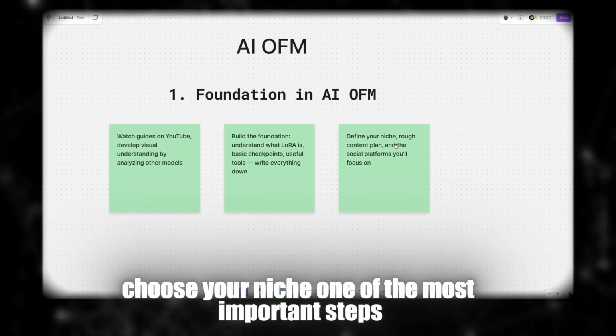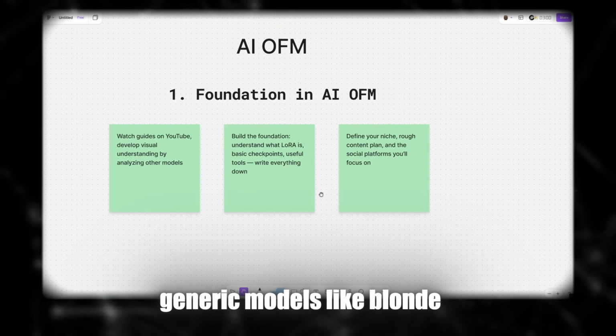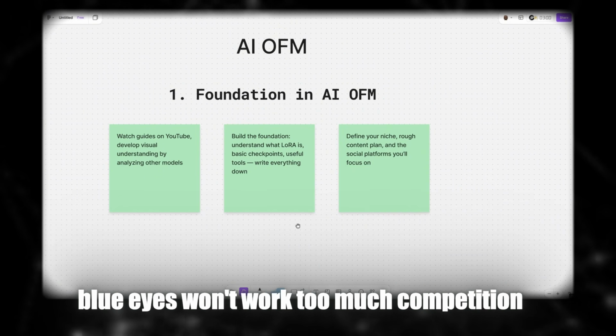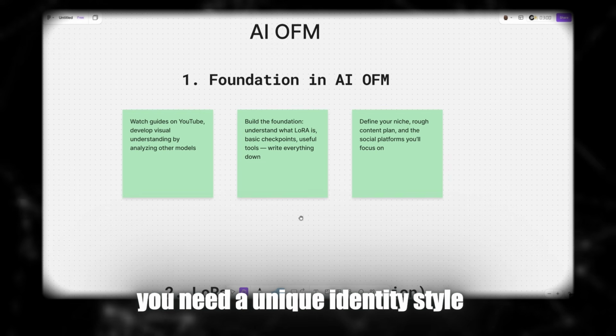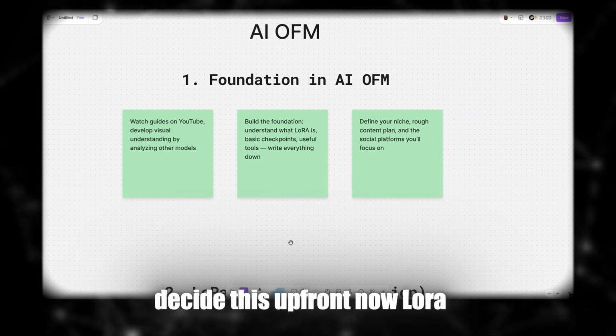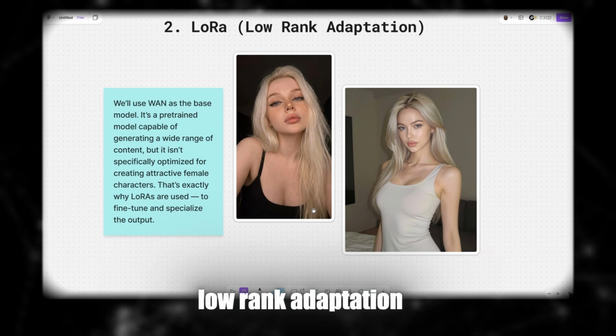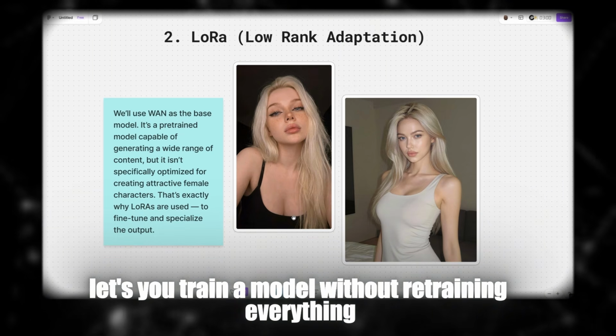Third, choose your niche. One of the most important steps. Generic models like blonde, blue eyes won't work. Too much competition. You need a unique identity, style, profession, vibe. Decide this up front. Now, LoRA, low rank adaptation, lets you train a model without retraining everything.